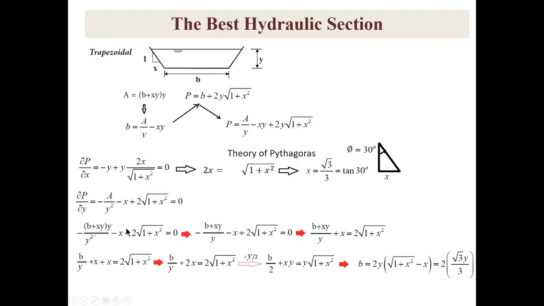Okay, let's go to the main materials of this lecture, which is the best efficient or the best hydraulic trapezoidal cross section. This is our trapezoid. You see bottom width is B and the side slopes given by 1:X. 1 means vertical, X means horizontal. And we assume that both sides have the same angle. Therefore, X is similar on both sides.